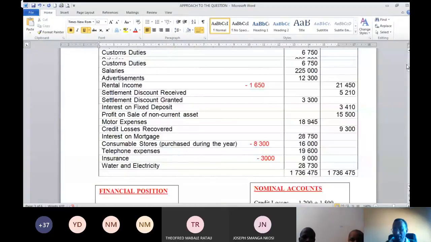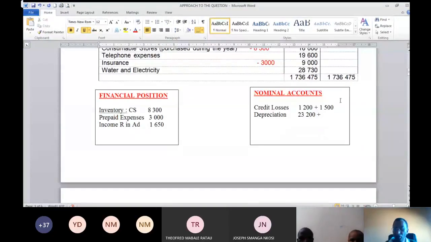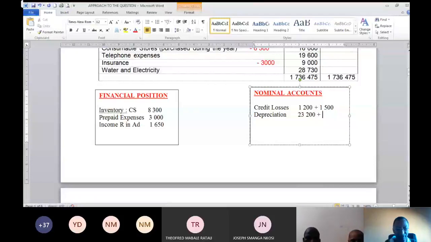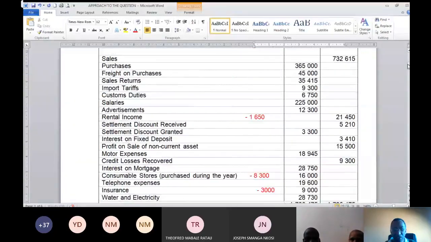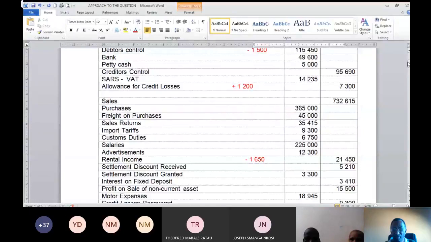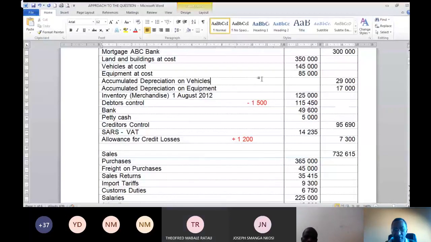Back to your trial balance now, just update that. Your depreciation, there's now a further 17,000 Rand of depreciation. Your accumulated depreciation on vehicles.